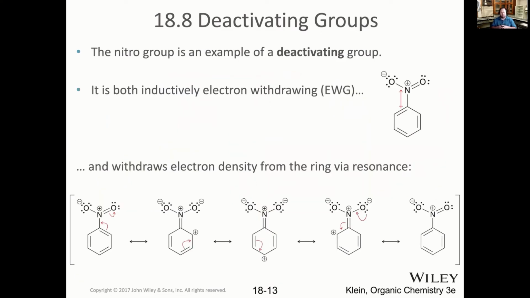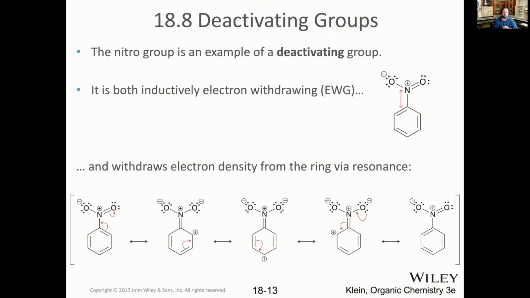Now, the nitro group is an example of a deactivating group, and that's because it's electron withdrawing. It removes electron density. There are two ways it withdraws it. One is via induction: because it's an electronegative atom, it draws the electron density away from the ring. Also, as we'll see, nitrogens that have lone pairs on them are actually electron donating groups, but this nitrogen doesn't have a lone pair that can donate via resonance. It has no lone pairs, and in fact it has a positive charge on it. That positive charge, and the fact that nitrogen is a little more electronegative than carbon, draws the electron density out. It's a great inductive effect.